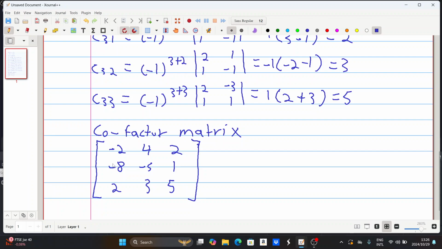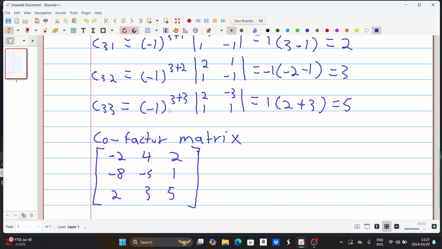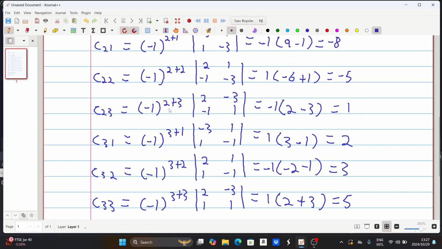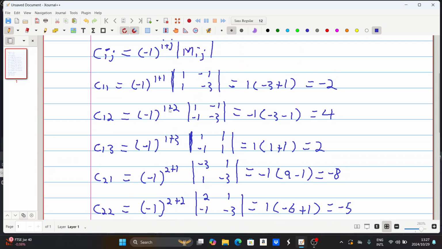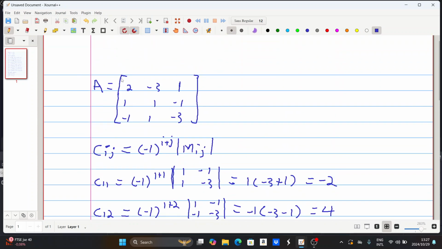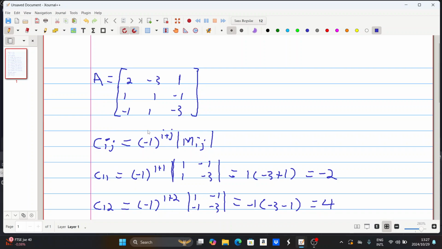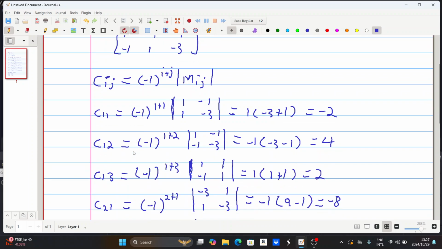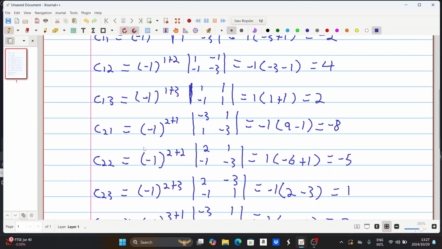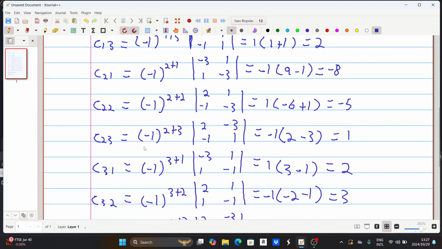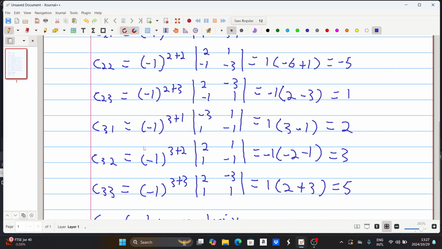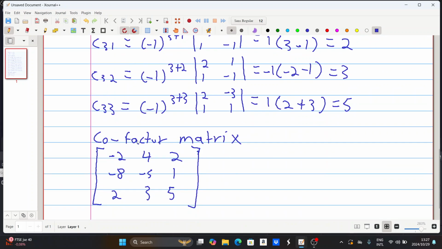It's our cofactor matrix. So this is a video of how to find, if you're given matrix A, the cofactors of matrix A. This is how you find the cofactors. So we found all of the cofactors. After finding the cofactors, you can use them to make the cofactor matrix.